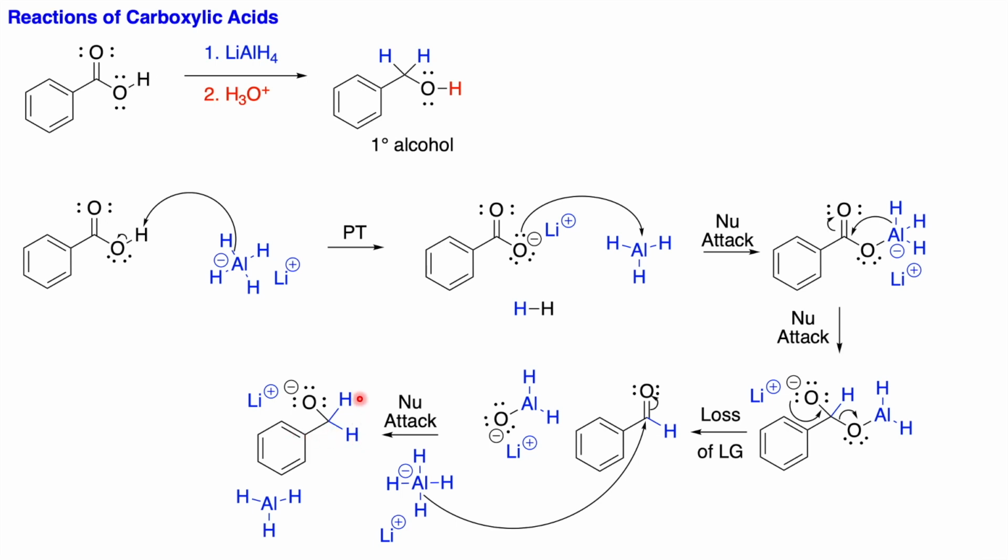With no good leaving groups on this tetrahedral intermediate, the oxygen has only one choice, which is to get protonated, and it can be protonated by hydronium in a subsequent step to produce the primary alcohol, with these 2 hydrogens coming from lithium aluminum hydride and the proton on the oxygen coming from the hydronium in the final proton transfer step.